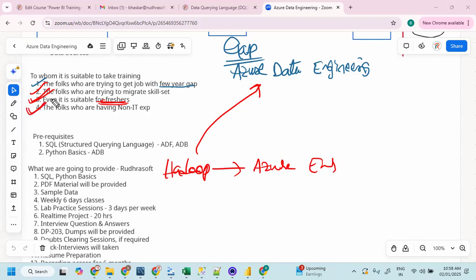And the folks who are having non-IT experience. Let's say I'm working on Excel, I wanted to get more salary, I wanted to migrate my skill set. Then take a training on Azure data engineering. You can survive it. If you can complete the training with me, I'm sure you can easily survive without problem.